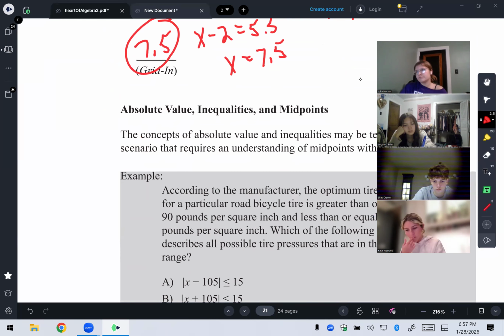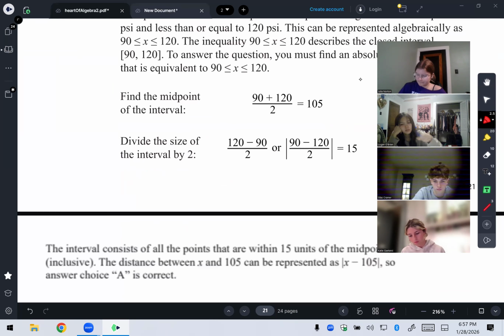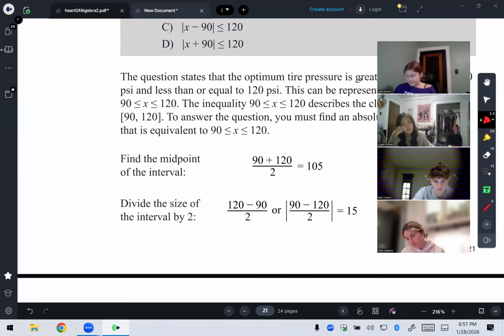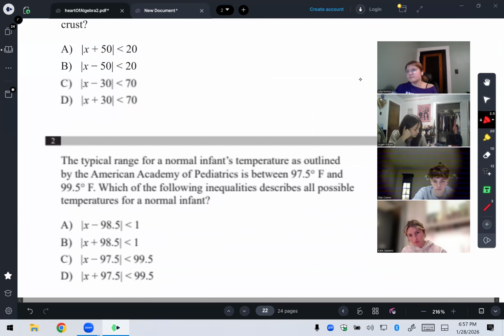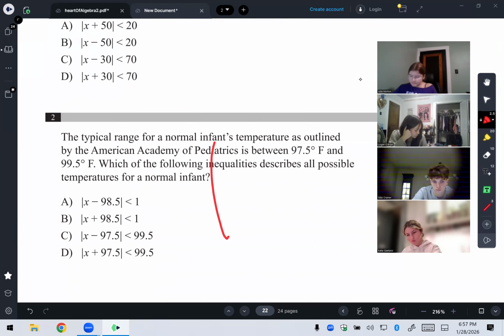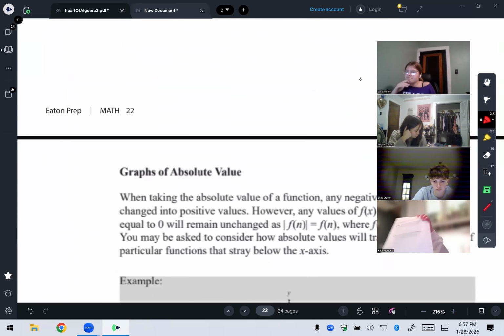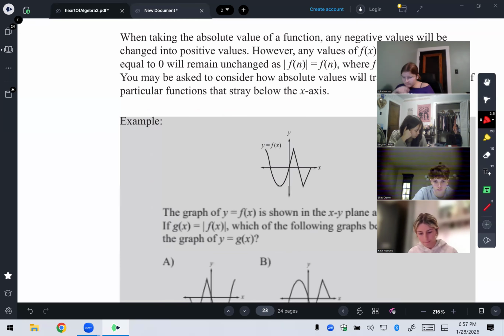Now, this next thing they took off the test. It used to be on, it was a horrible problem. So we had to teach it, but now it's gone. So we're going to basically jump all the way to the graphs and we'll be done. So all that stuff we just covered is off the test.